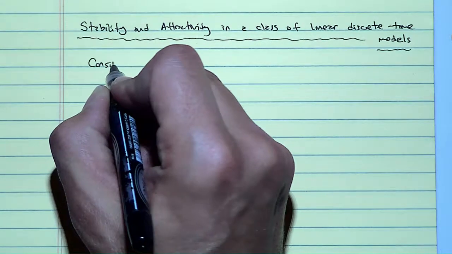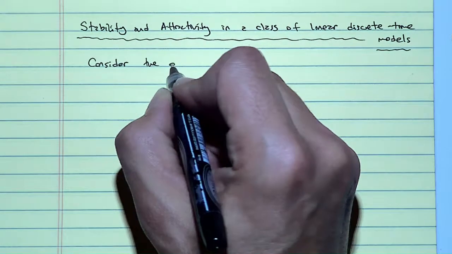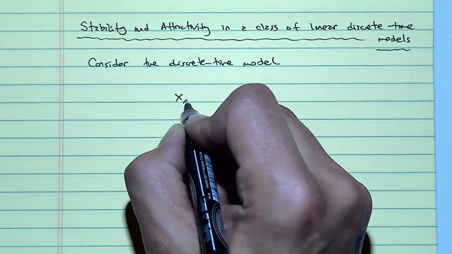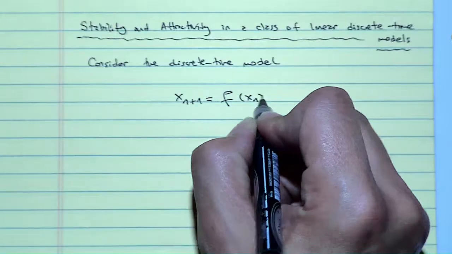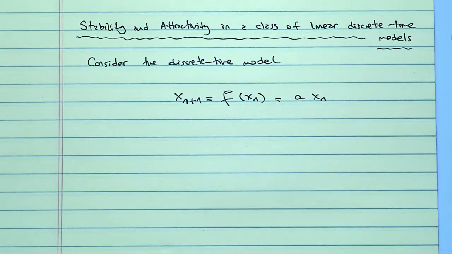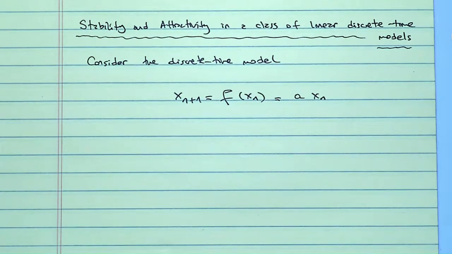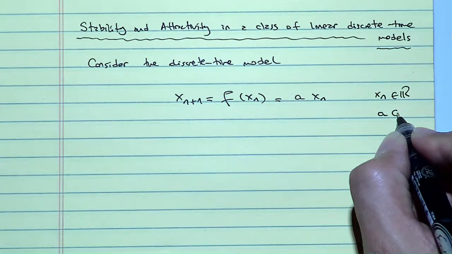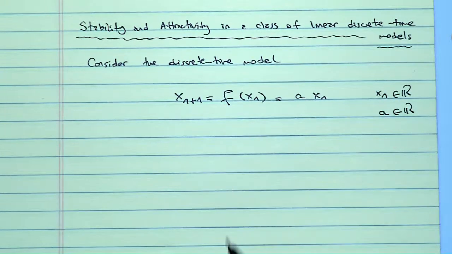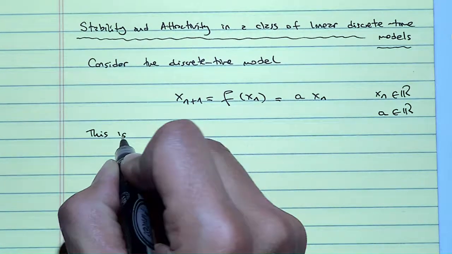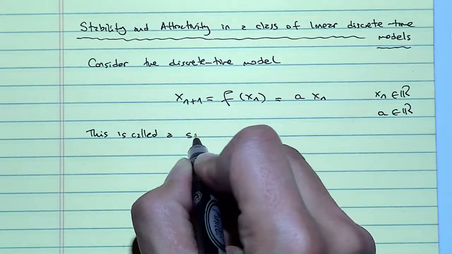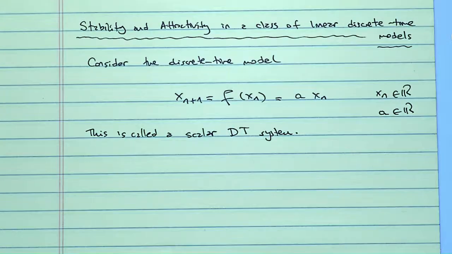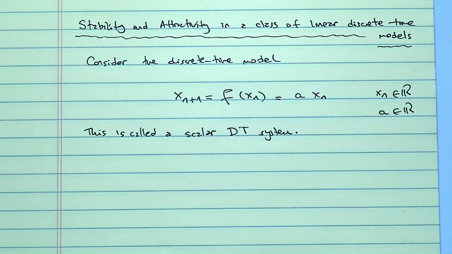So we're going to consider the discrete time model x n plus 1 equals f of x n, where now f of x n is a times x n. Okay, it's just a constant times x n, where this x n belongs to the reals, and this a belongs to the reals. Okay, so this is what is called a scalar discrete time system. A scalar because the state is only a number.